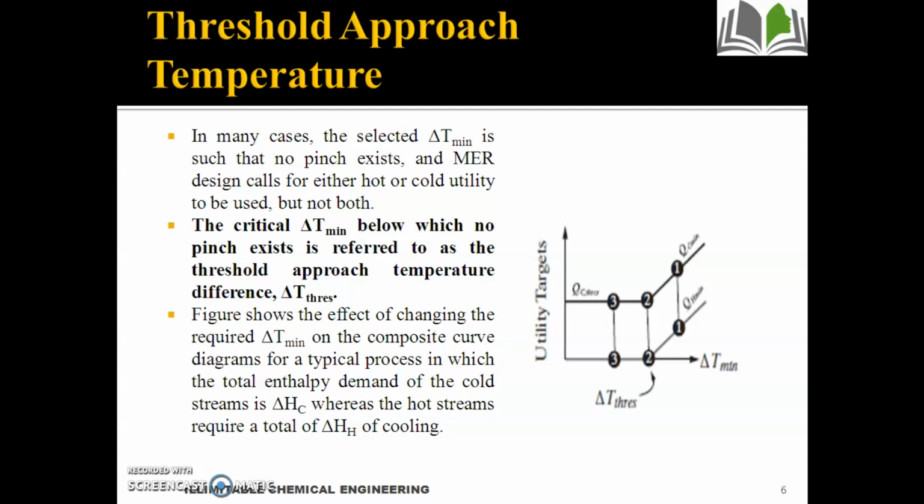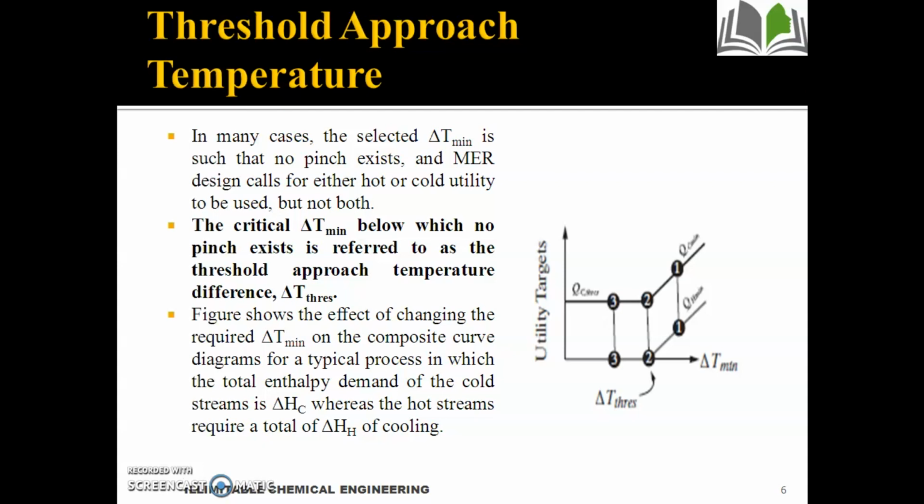By any of the method you can check this, by graphical method or by temperature interval method, composite curve method, you can check this, right? So MER design calls for either hot or cold UTD to be used, but not both. So the definition of the threshold approach temperature is that the critical delta T minimum below which no pitch exists. मीन्स ऐसा एक डेल्टा टी मिनिमम हमें मिल जाए कि उससे नीचे कोई पिंच एग्जिस्ट नहीं करता.